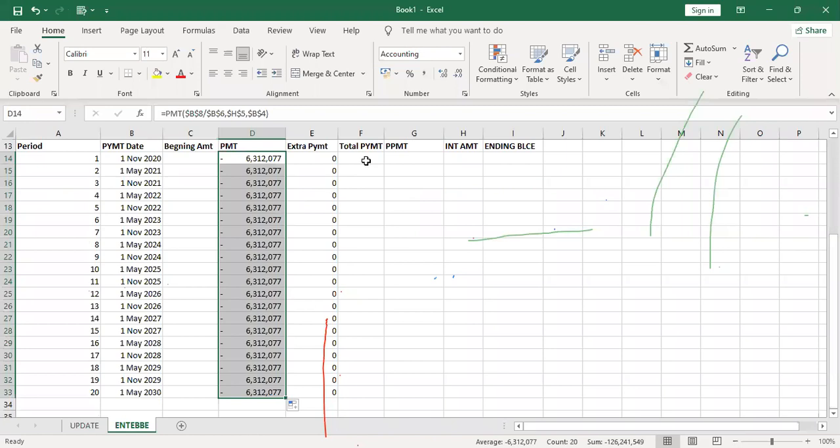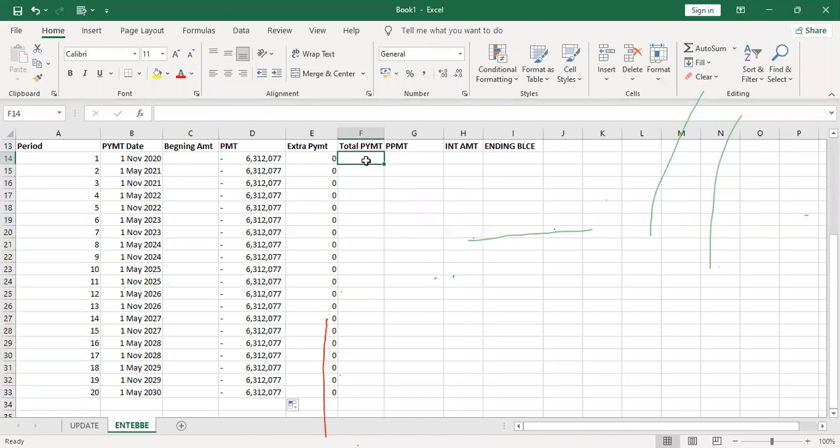Hello? Hello? Yes, sir, it's okay now. No, it's not okay. Now, what is the problem? Auto-filling or changing it to black? Hello?